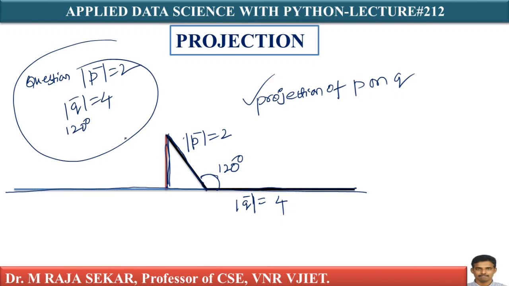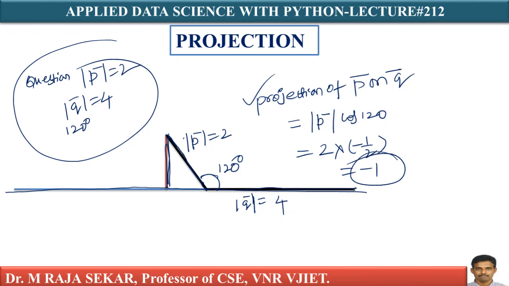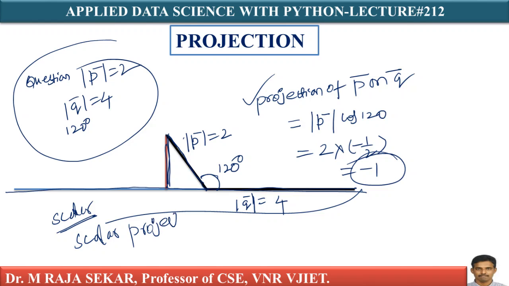Now I have to find the projection of P on Q according to the geometric form. Projection of P bar on Q bar, I can write as mod P bar into cos theta. Theta is 120. Mod P bar is 2. Cos 120 means cos of 90 plus 30, which is minus sin 30, that is minus 1 by 2. So the result is minus 1. This is a scalar, known as scalar projection.